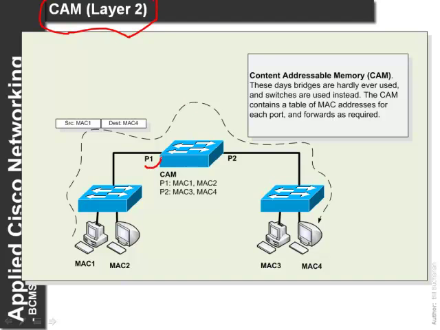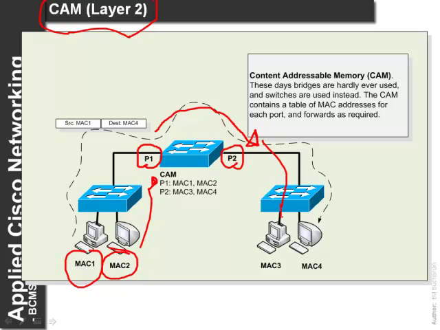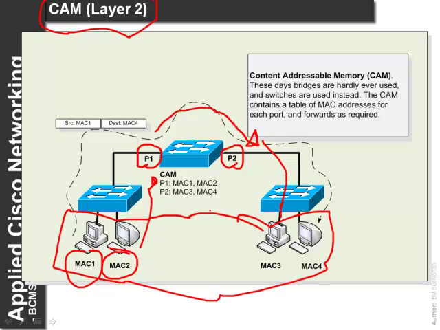With this, the switch remembers the MAC addresses which are on each of their ports. In this case, MAC 1 and MAC 2 are on port 1, and 3 and 4 are on port 2. If the switch senses that a destination is on another network, then it forwards the data frame to the other network, so that the whole of the switch domain is covered.